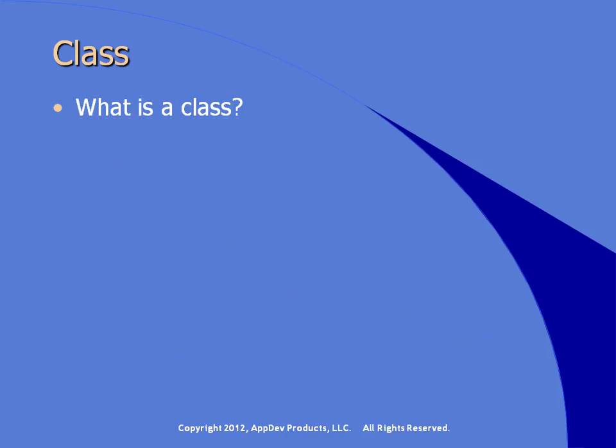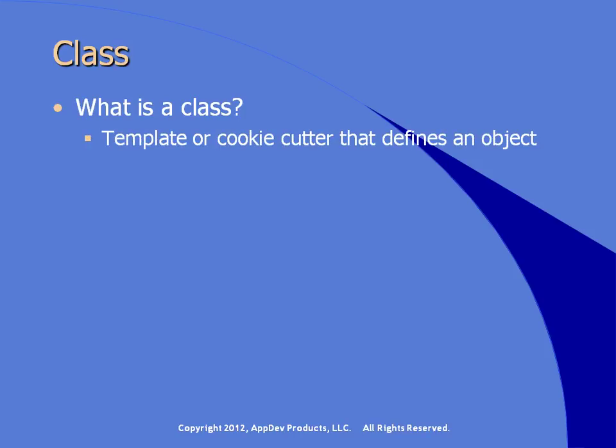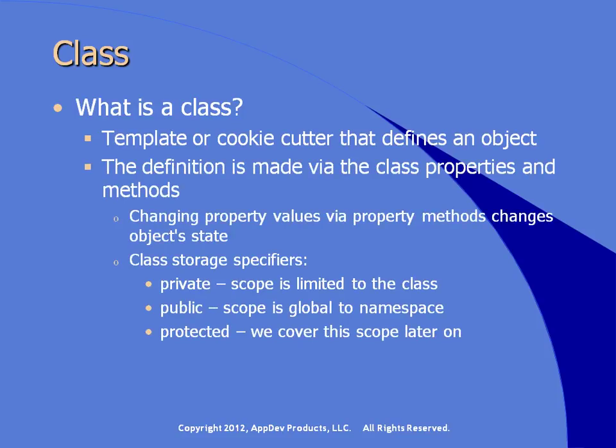Now, what is a class? We've talked about what an object is, but we really haven't said much about what the class is. It's a template or a cookie cutter that defines an object. A class is a blueprint. It's a recipe. It is not something that you use directly itself. The definition of a class is made by the class properties and the class methods. We just saw that changing property values via a property method changes the object state.